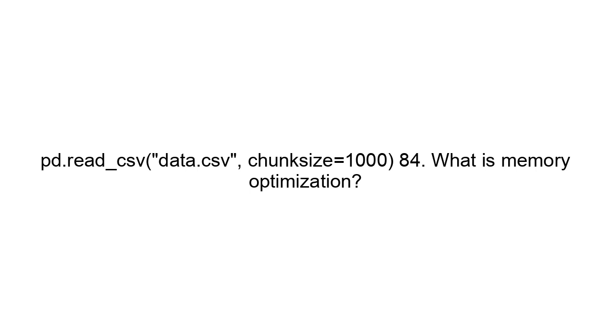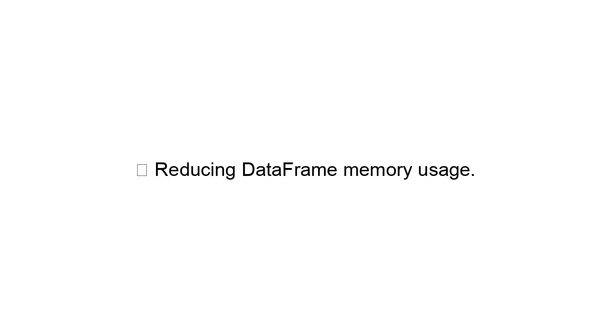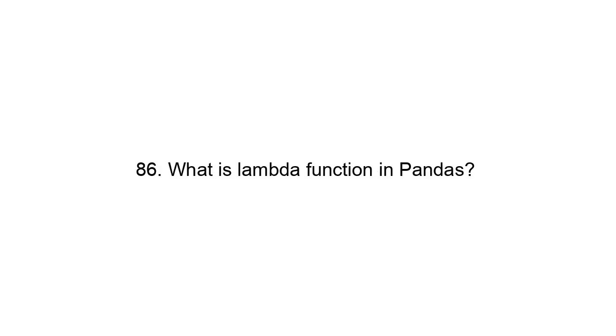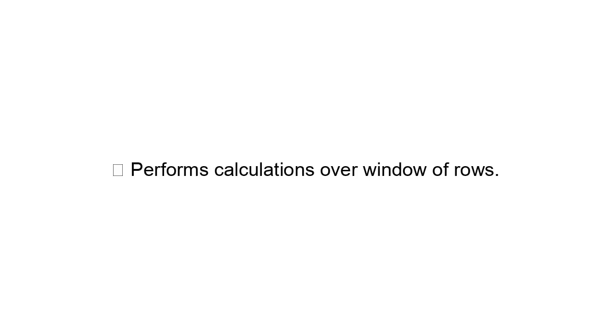84. What is memory optimization? Reducing DataFrame memory usage. 85. What is sparse data? Data with many missing or repeated values. 86. What is lambda function in Pandas? Anonymous inline function. 87. What is window function? Performs calculations over window of rows.